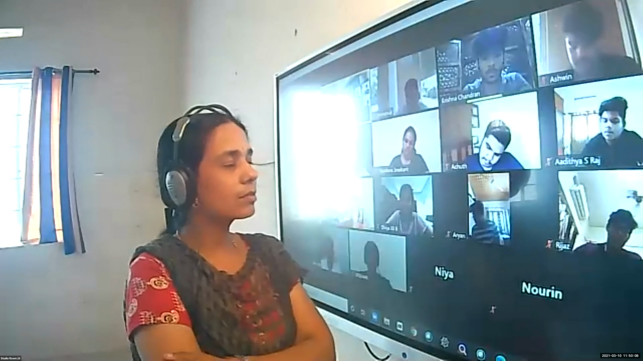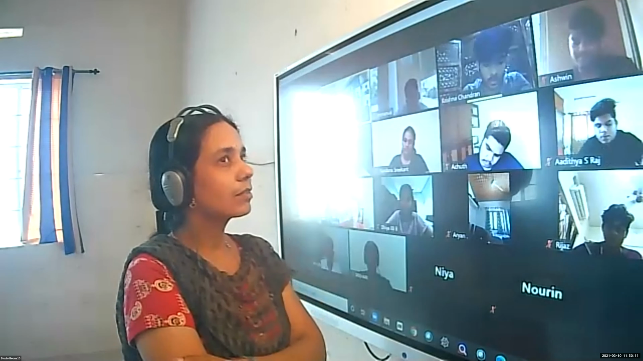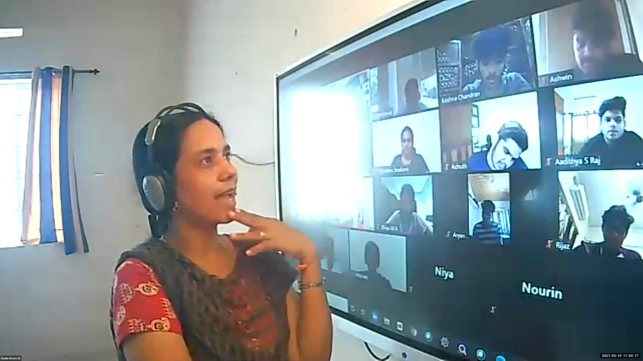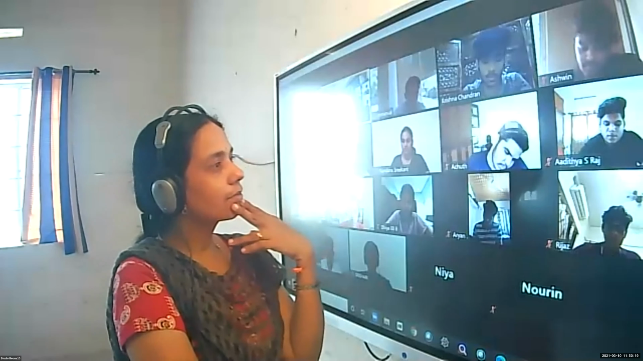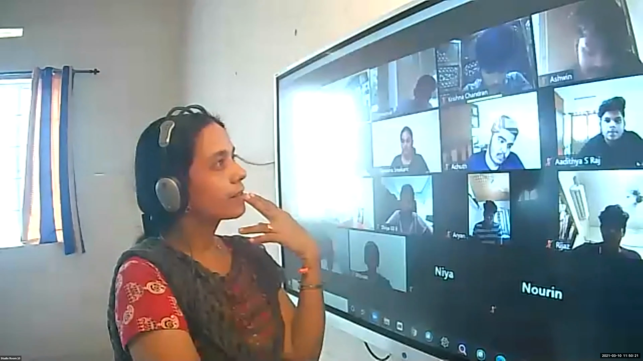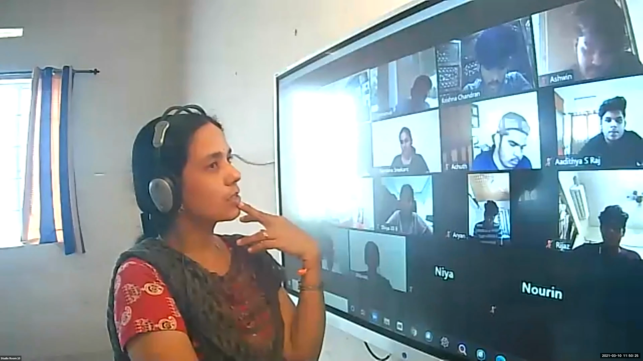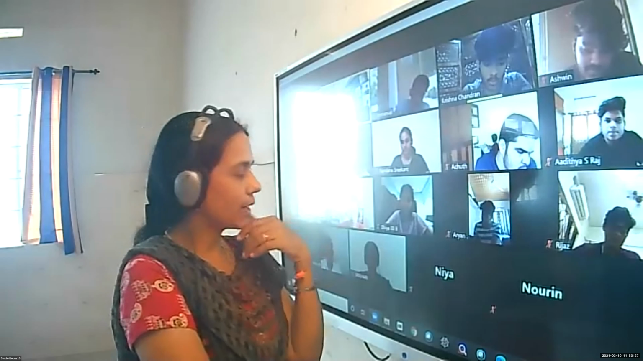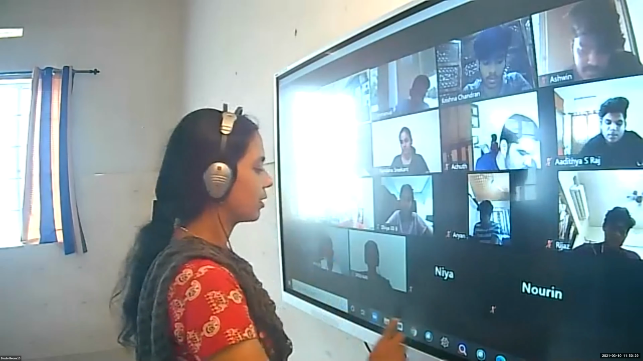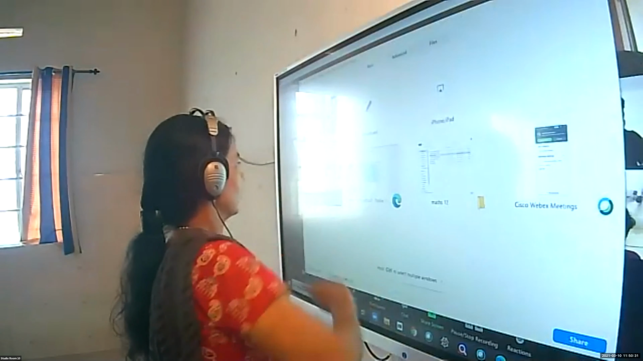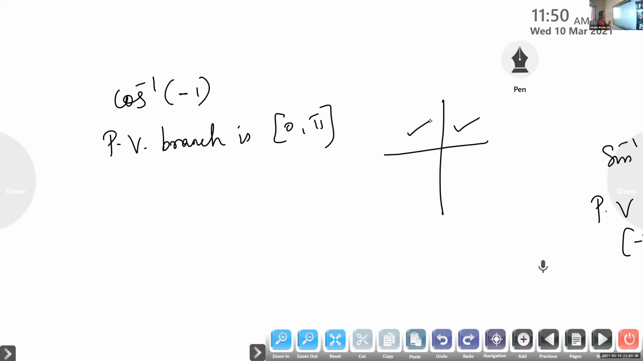One and 2. Cos? What is it? 4. 1 and 4. Tan? Tan is positive in 1 and 3. Okay, here cos is negative. Therefore, in which quadrant will you get it?